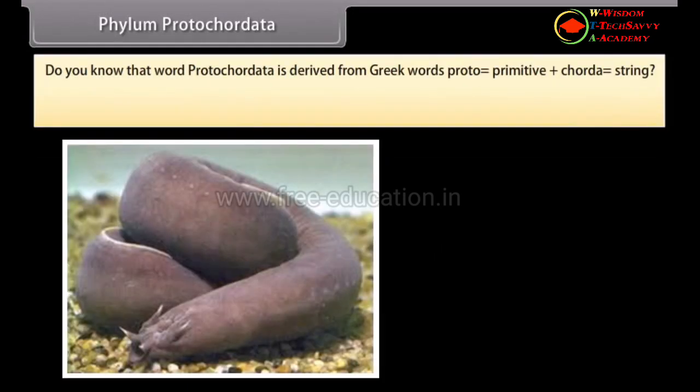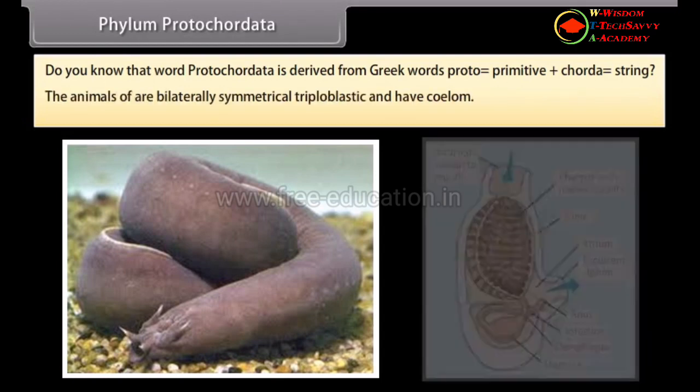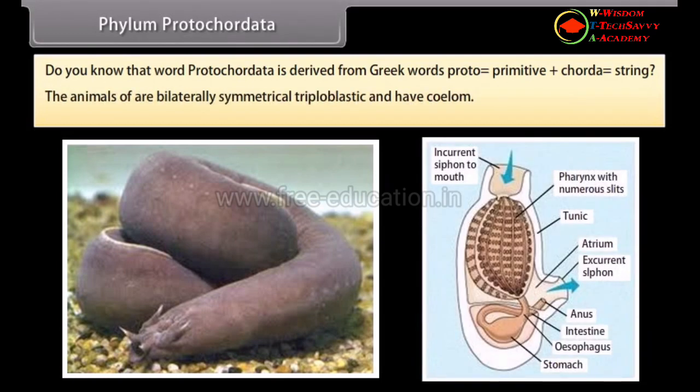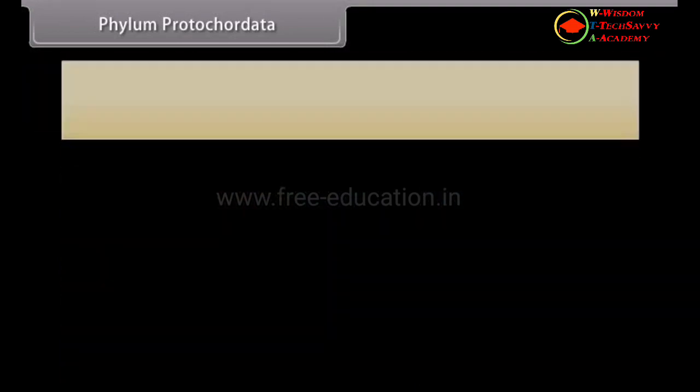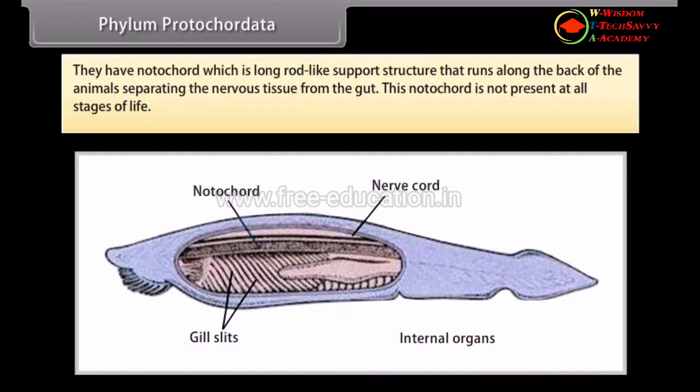Phylum Protochordata. Do you know that word protochordata is derived from Greek words proto, which is primitive, plus chorda, which is string. The animals are bilaterally symmetrical, triploblastic, and have coelom. They have notochord, which is long rod-like support structure that runs along the back of the animals, separating the nervous tissue from the gut. This notochord is not present at all stages of life.